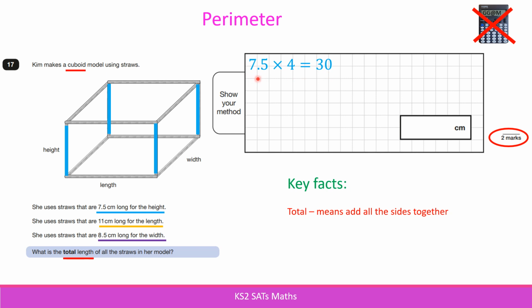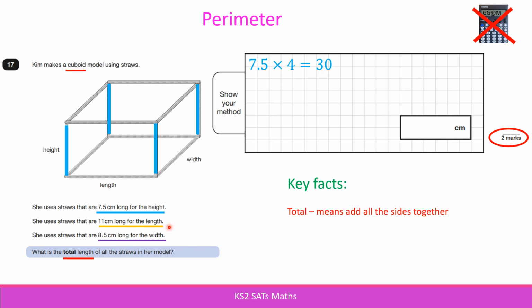You can do it with a written method if you prefer. You can put the 4 underneath here, and then you put the times, and then do 4 times 5 is 20. 4 times 7 is 28, plus the 2 gives you the 30. So it will give you exactly the same answer as what we've been looking at before. Remember, put your decimal point in after the 30 to make it 30.0.